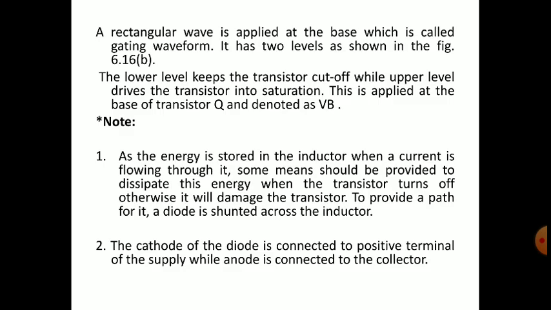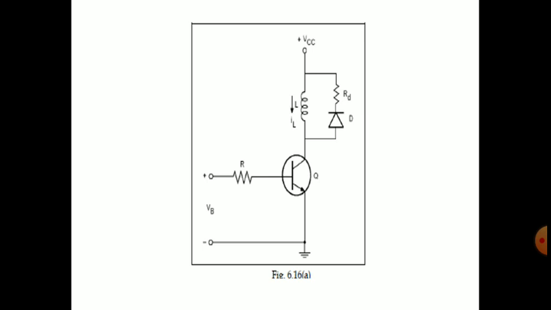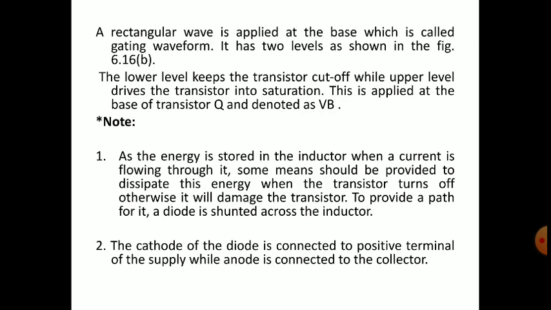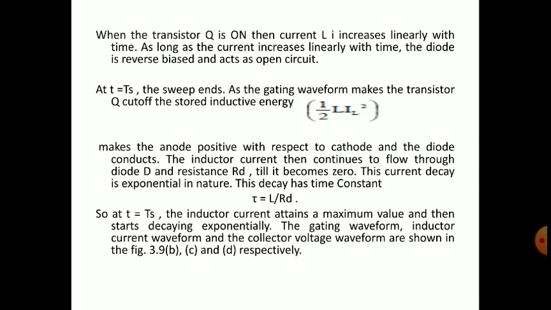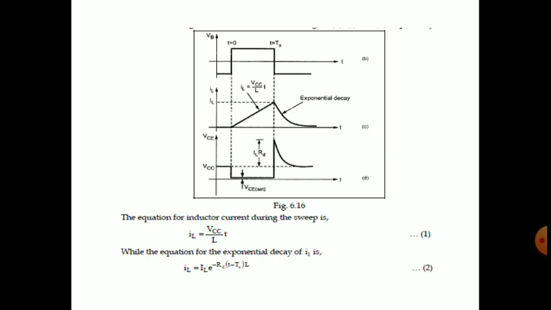Now the operation. A rectangular wave is applied at the base, called a gating waveform, VB. For VB, we are applying a rectangular waveform in which the higher pulse and lower pulse do not have the same times. It has two levels as shown in figure 6.16b. Here it is. In this 6.16b we have a rectangular waveform.